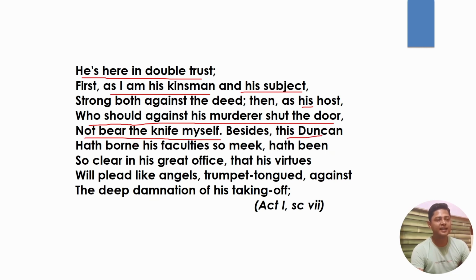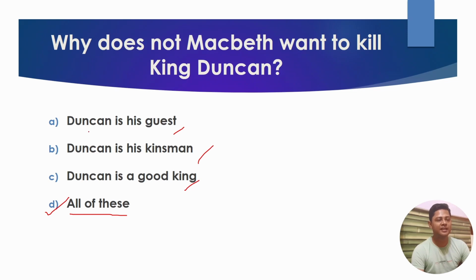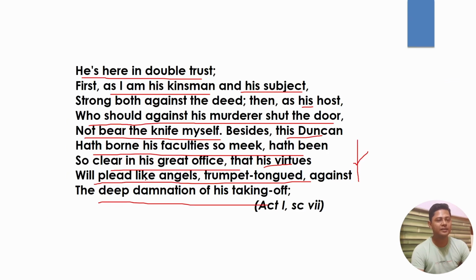Besides, Duncan had borne his faculties so meek, has been so clear in his great office, that his virtues will plead like angels, trumpet-tongued, against the deep damnation of his taking off. So these lines suggest that Duncan is a very noble and just king. So the correct answer is option D.